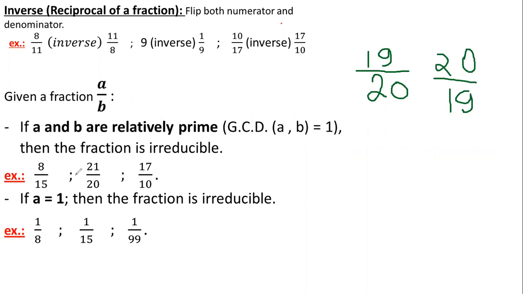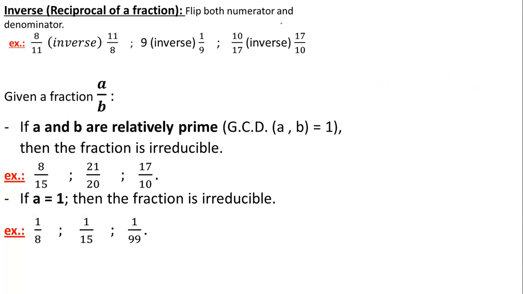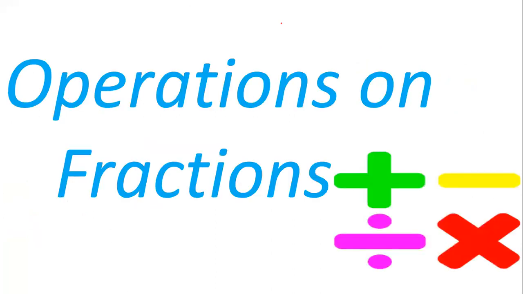Okay, another case. If a is equal to 1, then the fraction is irreducible. Meaning any fraction where the numerator is 1, directly we say the fraction is irreducible. So 1/8 is irreducible, 1/15 irreducible, 1/99 irreducible, since we have 1 in the numerator. Any question? No, Miss. Okay. Let me continue now to start with operations on fractions.